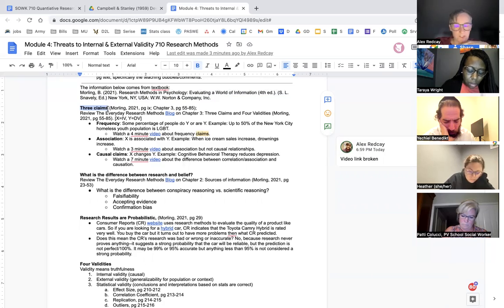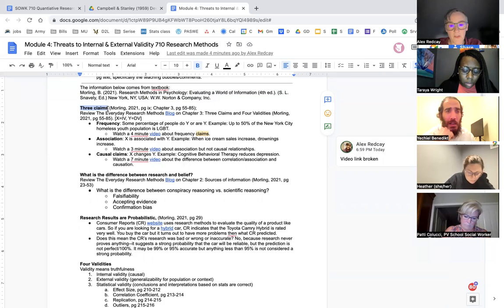Okay. Association. X is associated with Y. LGBT people are significantly more likely to be depressed and anxious. Okay. It is blank associated with blank. It is not causal. It is simply associated.